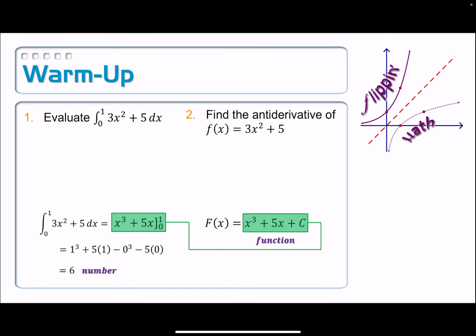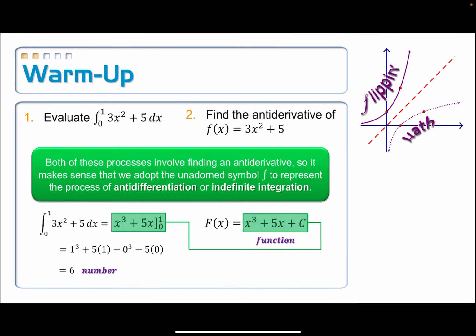Okay, so since that is the case, we're going to adopt the exact same symbol for antidifferentiation, or if you prefer, indefinite integration. Means the same thing, but this symbol is going to be unadorned, which means that we're going to take these little limits of integration off, just as an operator that tells us to find the antiderivative. And then, of course, don't forget your little plus c at the end.